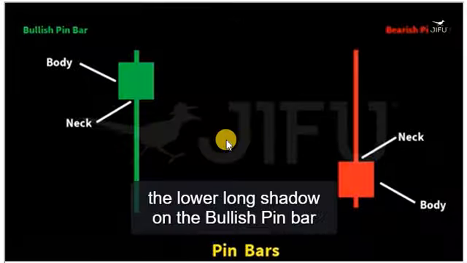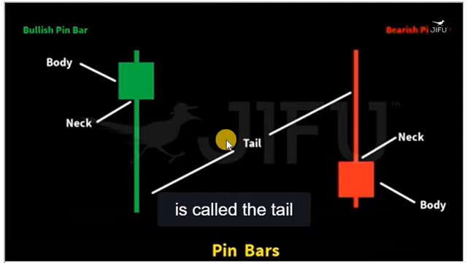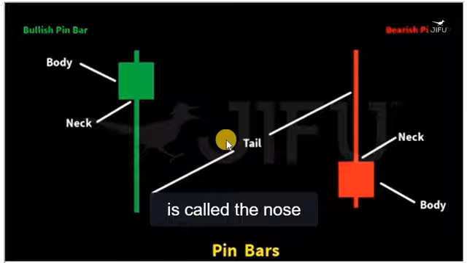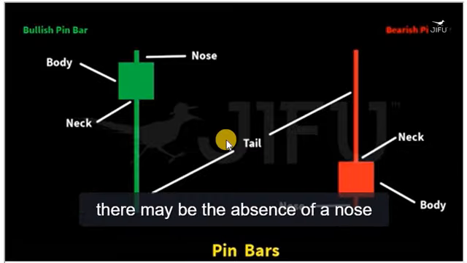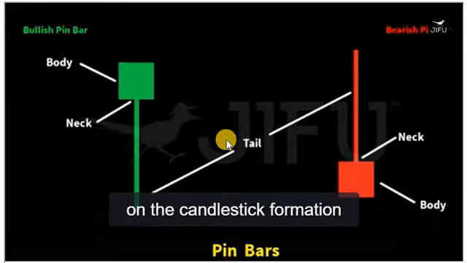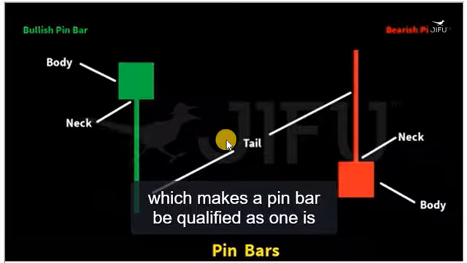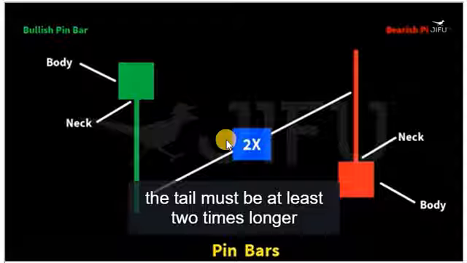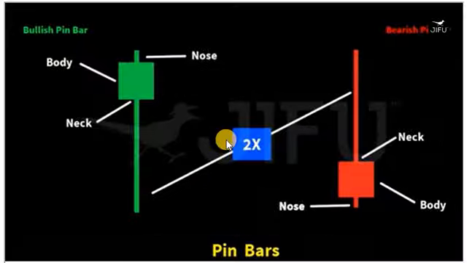The lower long shadow on the bullish pin bar and the upper long shadow on the bearish pin bar is called the tail. The small shadow at the high or low of the body is called the nose. Take note, sometimes there may be the absence of a nose on the candlestick formation. The most important factor which makes a pin bar qualified as one is the tail must be at least 2 times longer than the total size of the body and the nose.